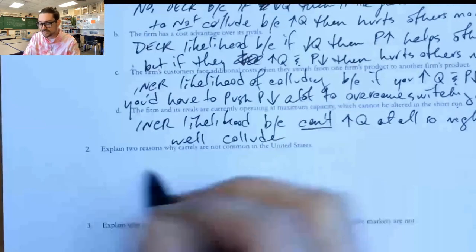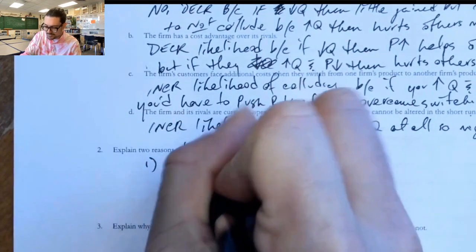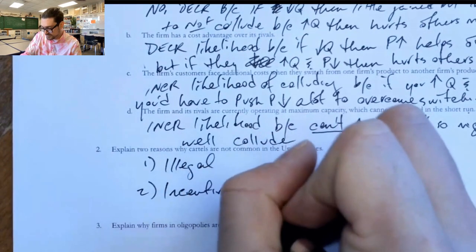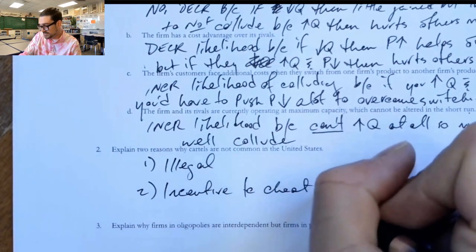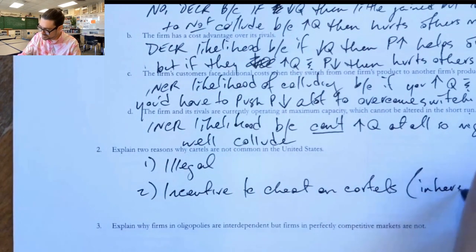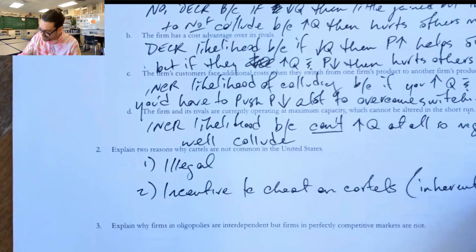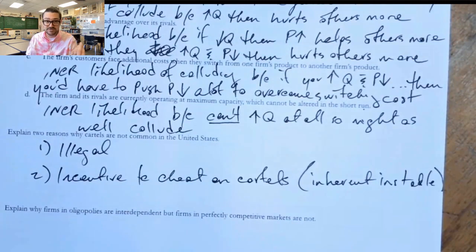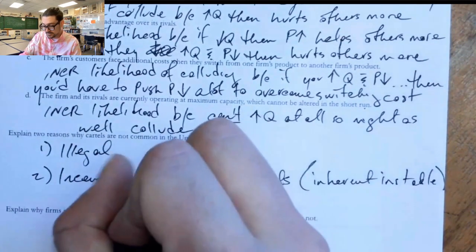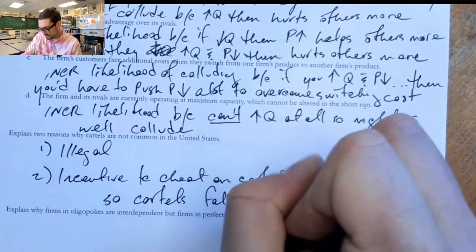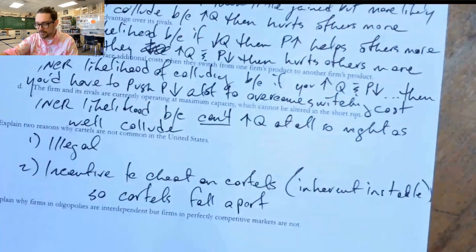Now, 2 reasons why cartels are not common in the United States. Number 1, they're illegal. We talked about that in class. Number 2, there's an incentive to cheat on cartels. And that's the inherent instability, right? So we're going to put inherent instability of those. And the idea here is that if you think everybody else is going to participate in the cartel, you have an incentive to cheat. So cartels fall apart by themselves would be kind of the thinking there.